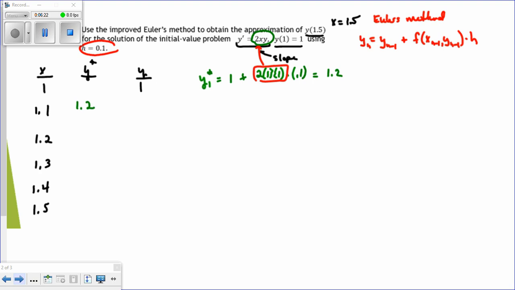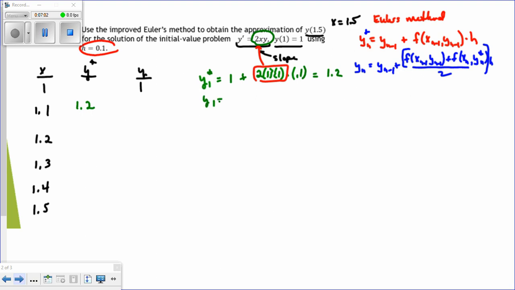We're going to now find the average of the two slopes. So we're going to now use this formula. So this is for the star. Plus, we're going to look at the f of xn, yn star, and then times our h. Okay, so let's go back to here.